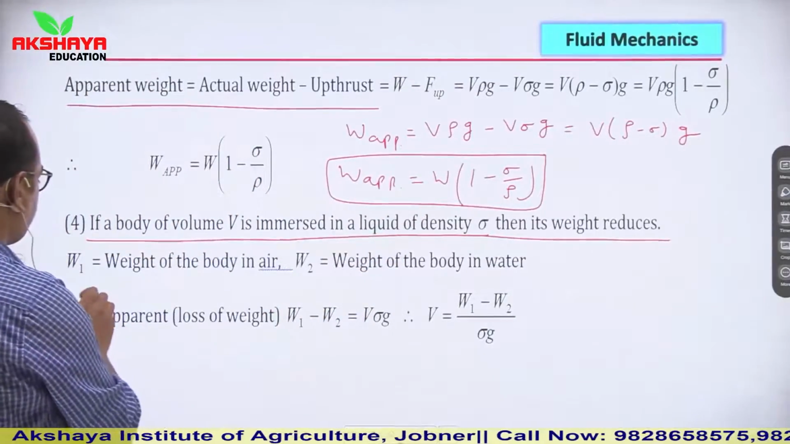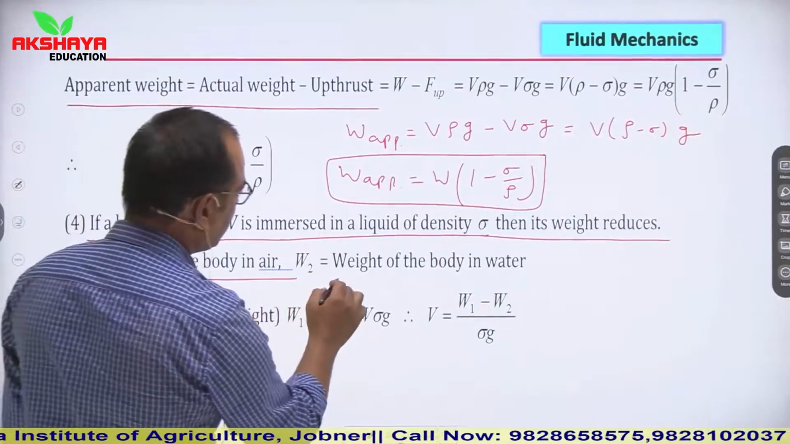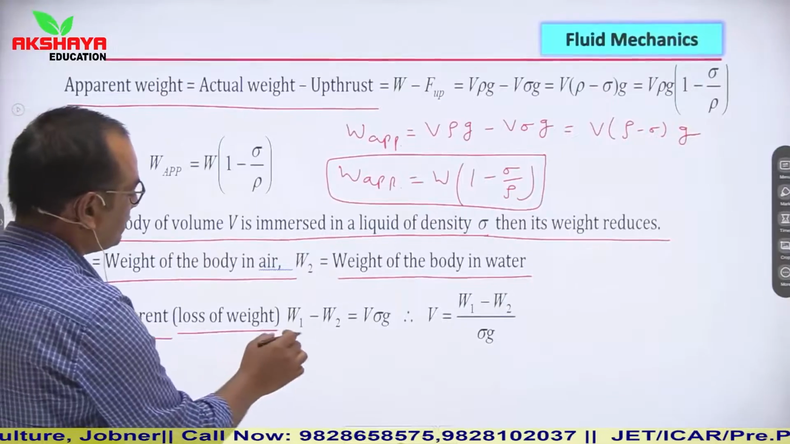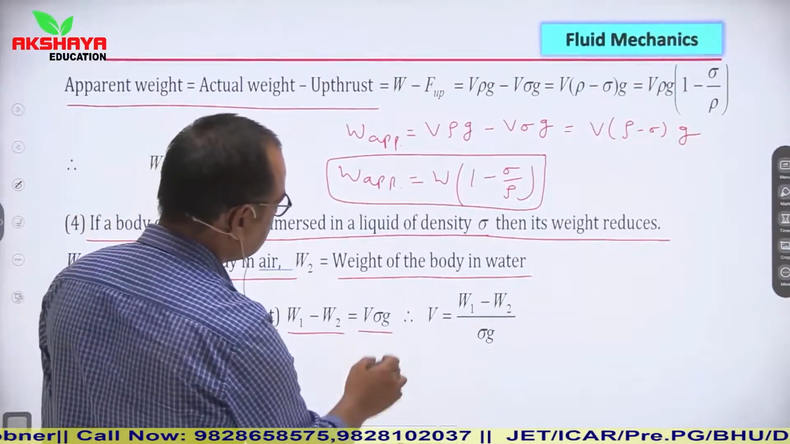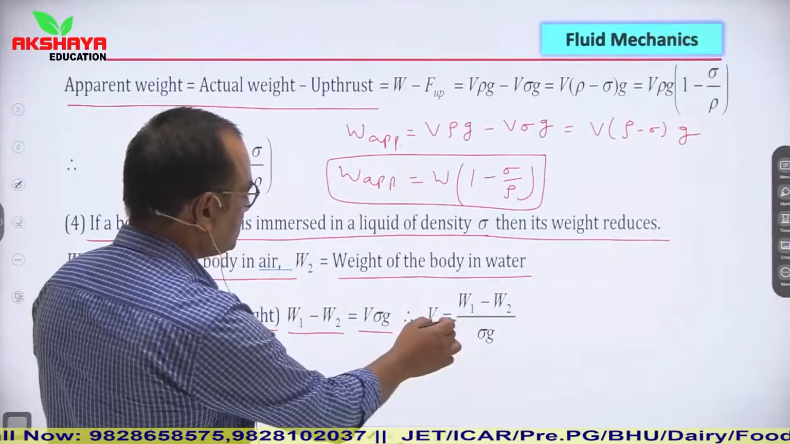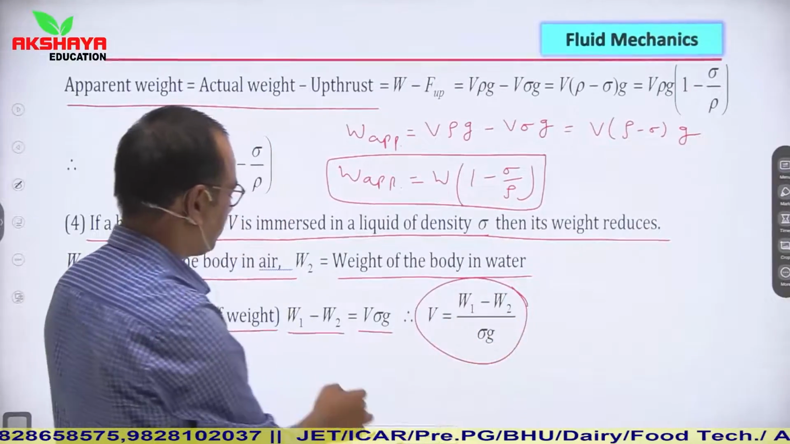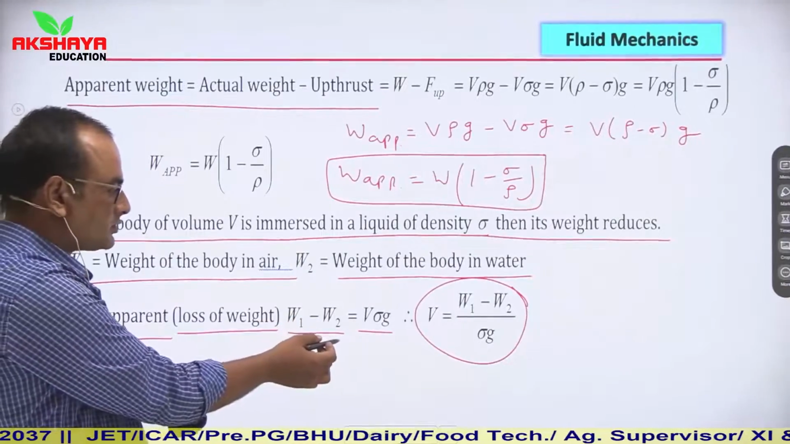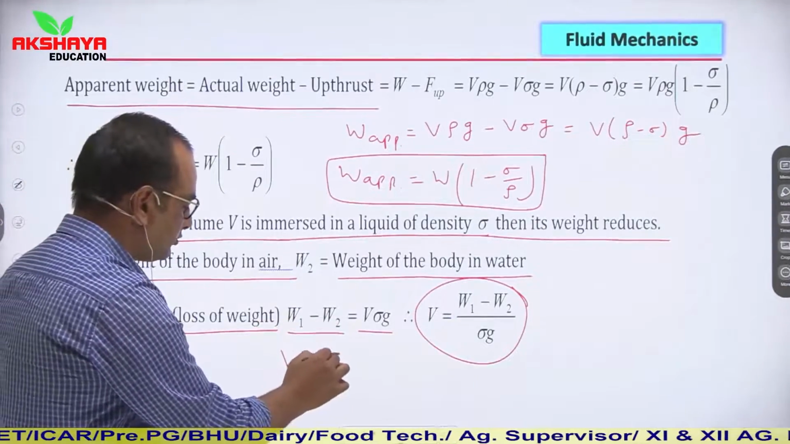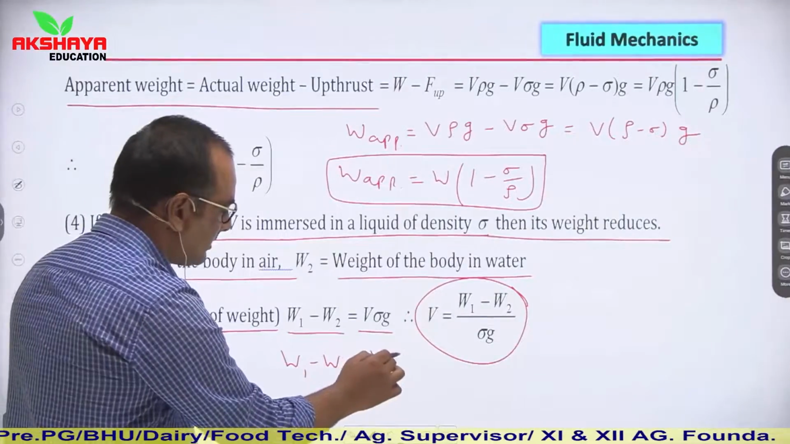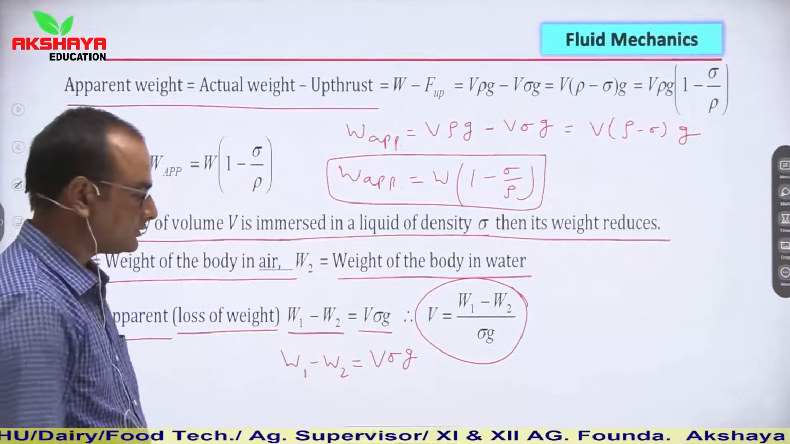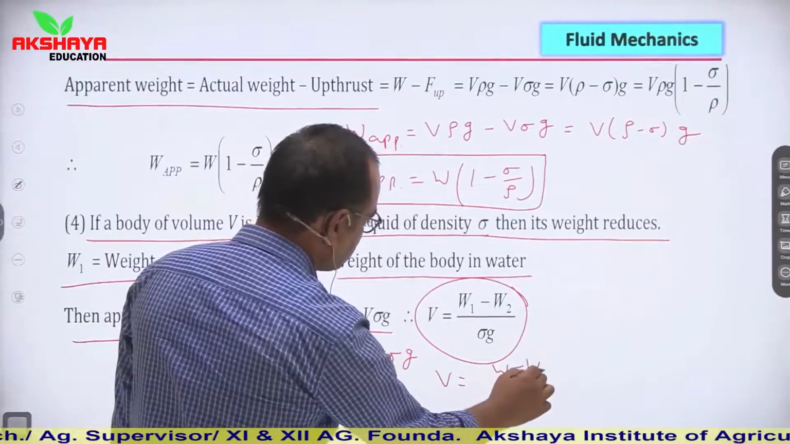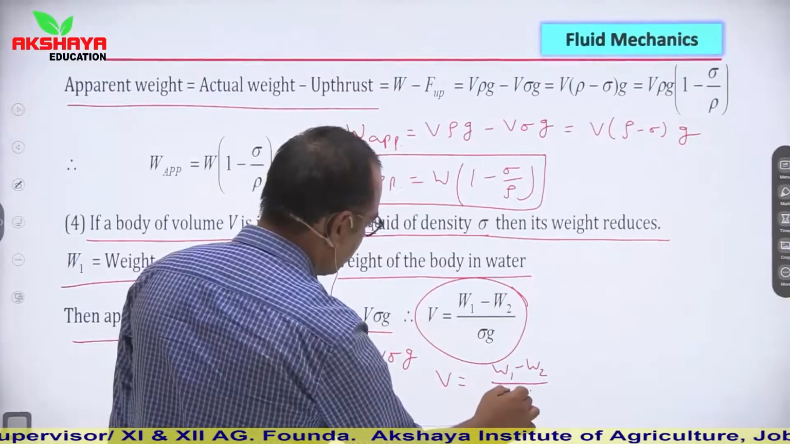It means weight reduces. So consider the weight of the body in air and the weight of the body in water. The apparent loss of weight is W1 minus W2, which is equal to V sigma g, upthrust. So the volume is W1 minus W2 upon sigma g. It is clear, W1 is the weight in air, W2 is the weight in water. So W1 minus W2 is equal to V sigma g, the upthrust. Or we can say volume V is equal to W1 minus W2, the apparent loss of weight, upon sigma into g.